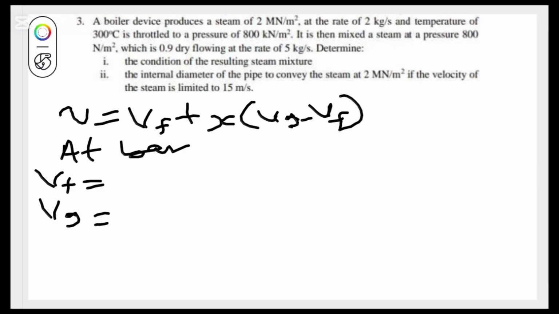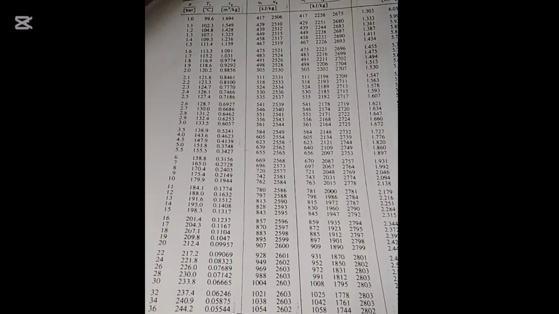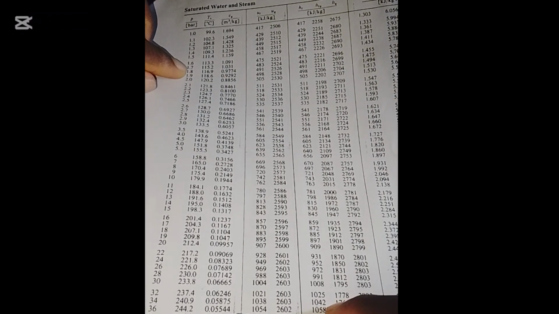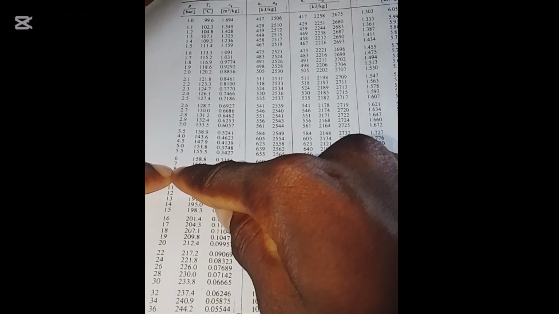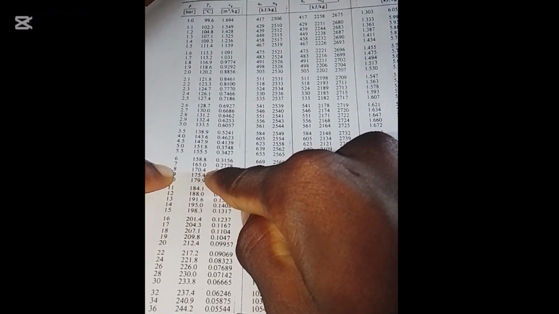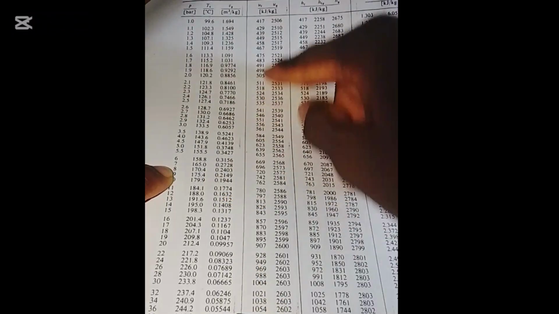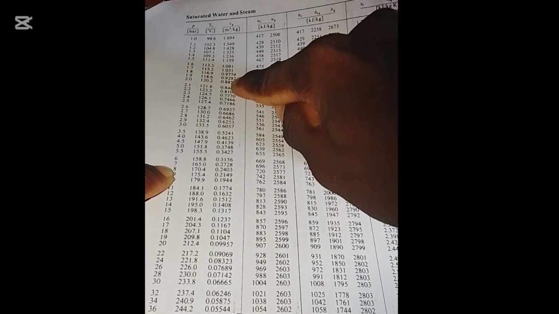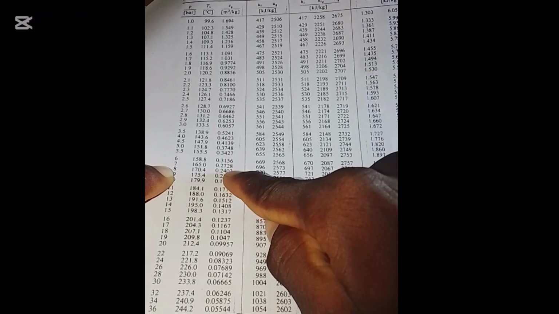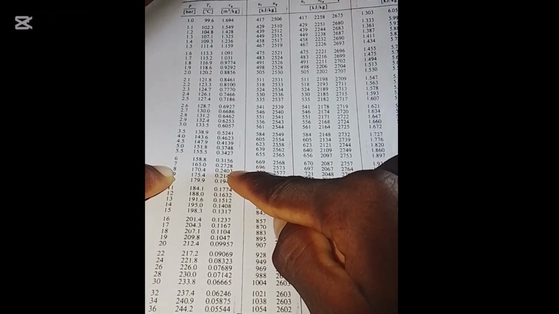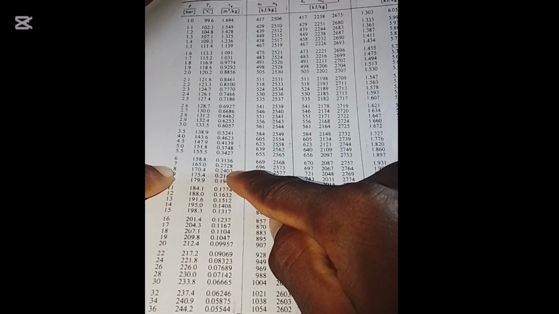Okay, let me check the steam table. So at this stage, I'm looking for Vg at 8 bar. So I'll first take a look at this. Where is my 8? So this is my 8. And I'm looking for Vg and Vf. So this is Vg. I'll come across this, which is 0.2403. So I will just write my value of Vg, which is 0.2403.